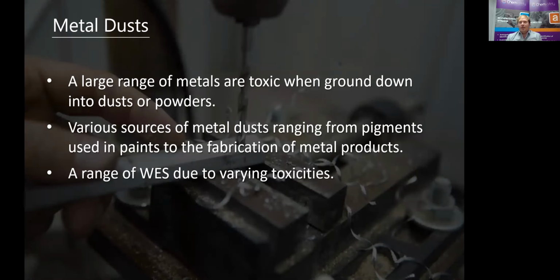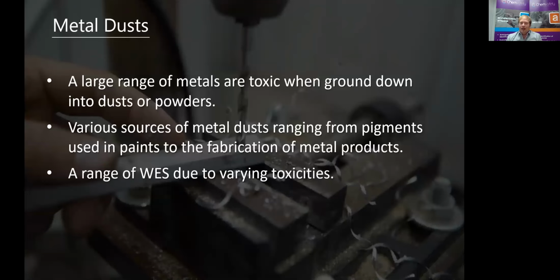Then we move on to metal dusts. So often the welding fume can be in combination with the metal dusts. A large range of metals are toxic when ground down into dusts or powders. And the sources of these metal dusts can range from a powdered pigment being used in paint manufacture, for example, hexavalent chromium is used in some anti-corrosion paints, to the fabrication of metal products. So when someone's grinding or drilling or cutting or sanding a metal product, they're producing a fine metal dust.